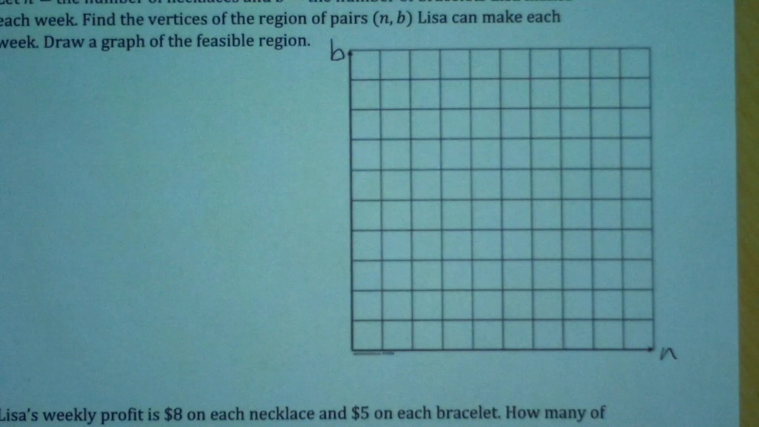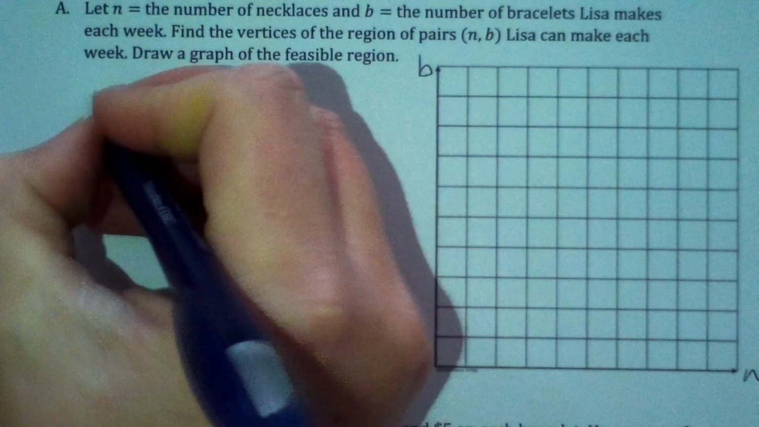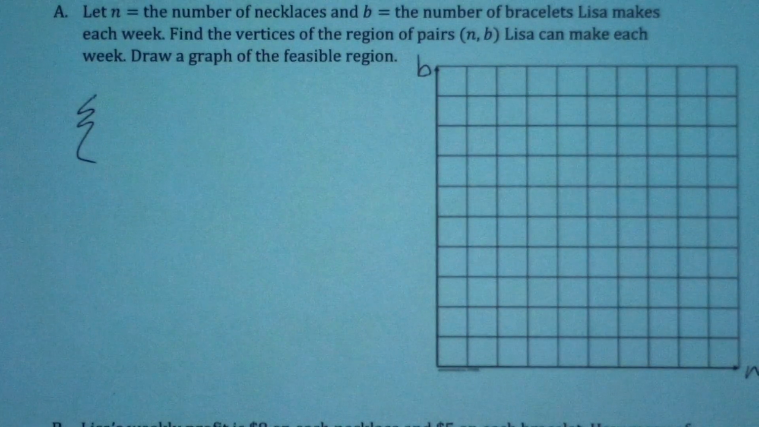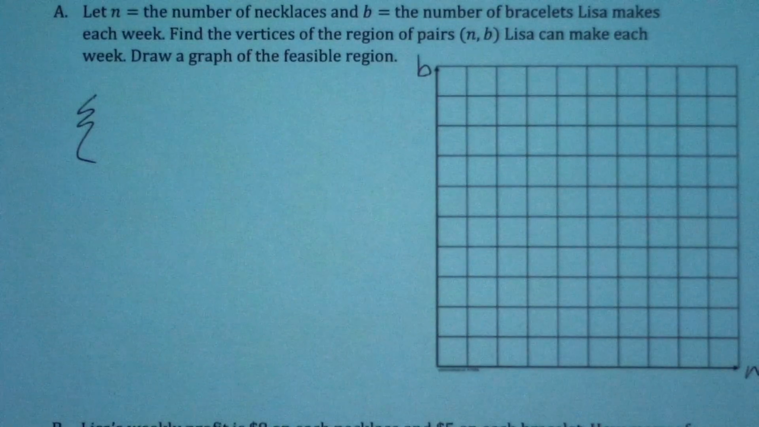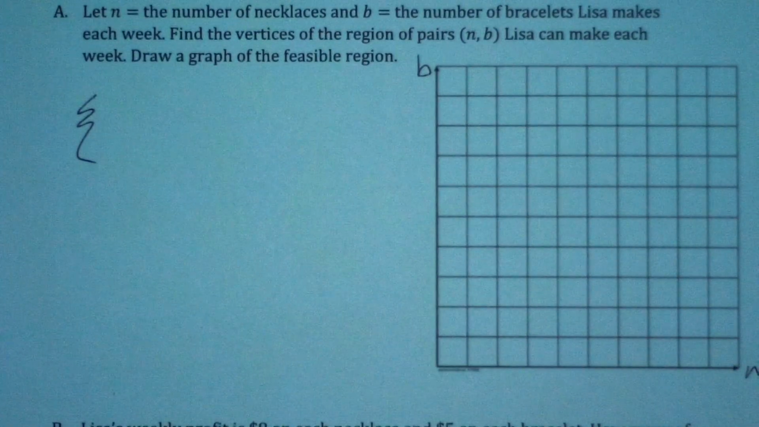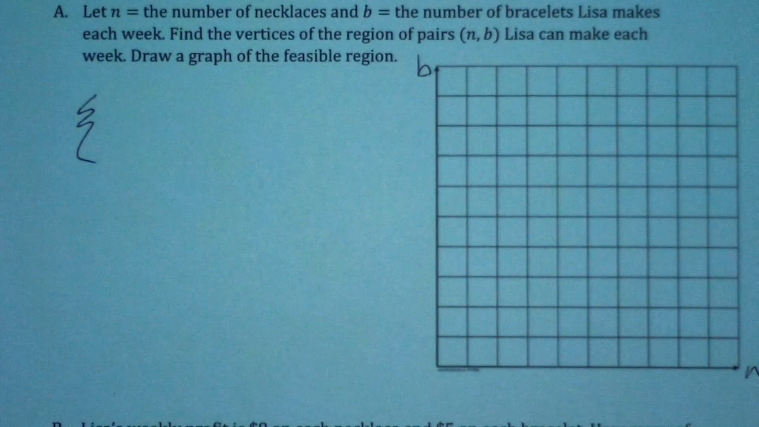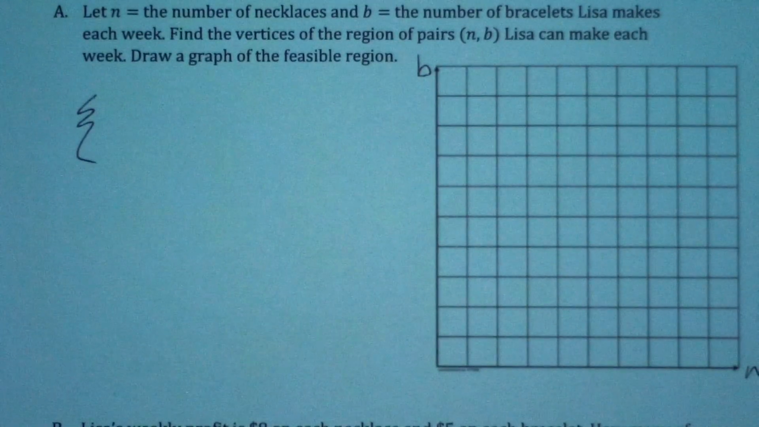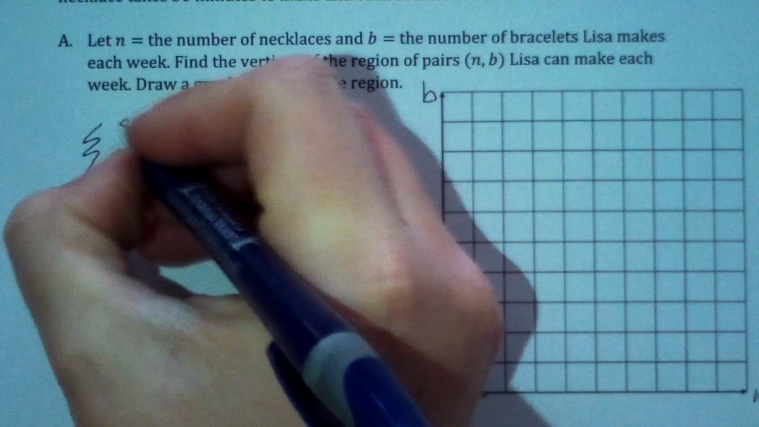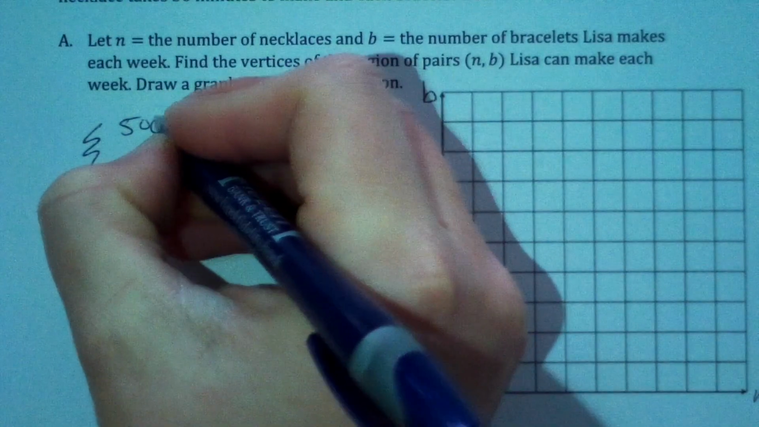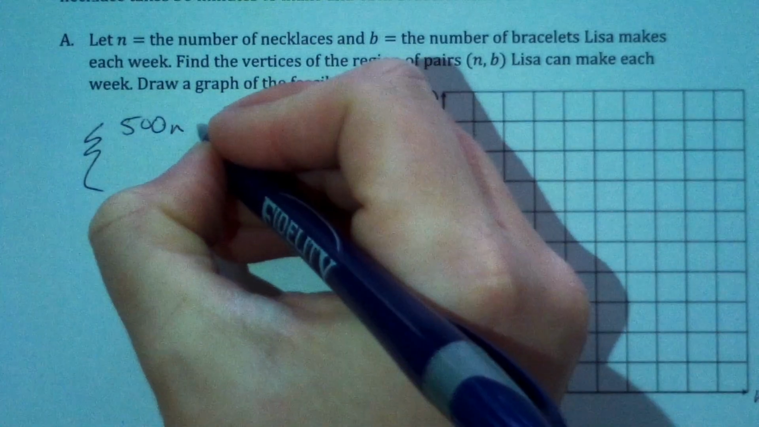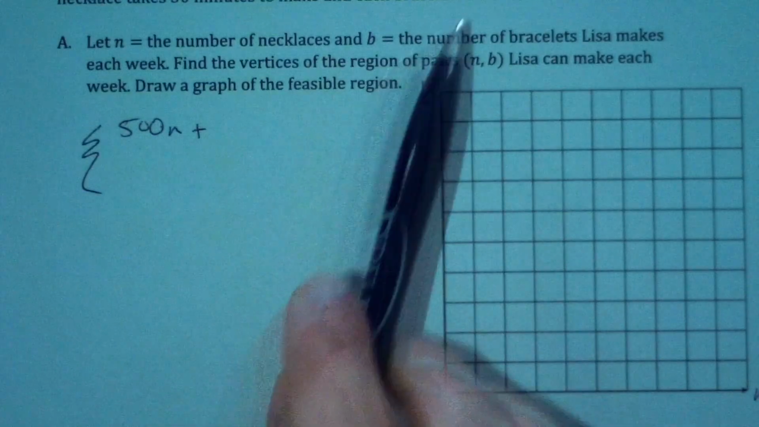We are going to have one inequality that deals with the materials and one that deals with the time. Materials wise, we've got a total of 10,000 grams of metal. We have 500 grams for a necklace, 50 grams for a bracelet. So I'm going to go with 500N, plus we'll use up 50 per bracelet, so 50B. And then total grams, we've got our 10,000.